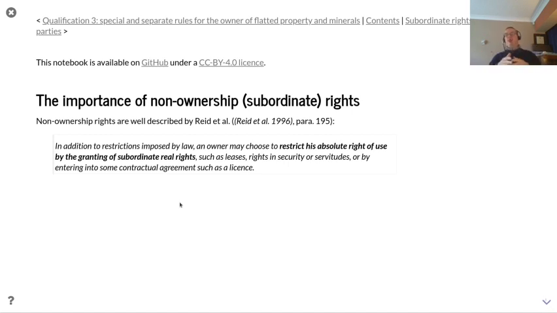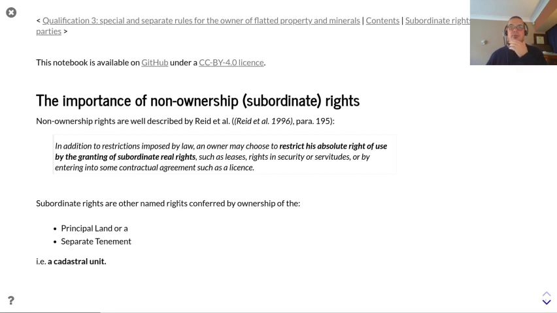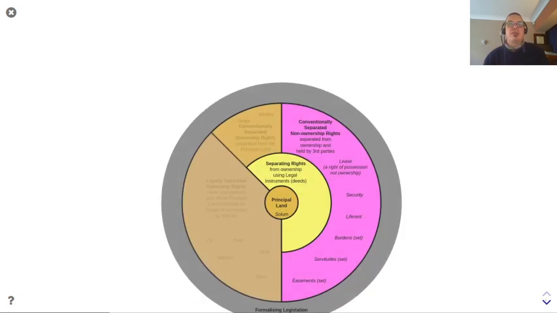And this is a key point here. This is about how the owner of land can start to share or grant access to rights that are held within their bag of ownership rights. So these subordinate rights and other named rights are conferred by ownership of a principal land or a separate tenement, i.e. the ownership cadastral unit.